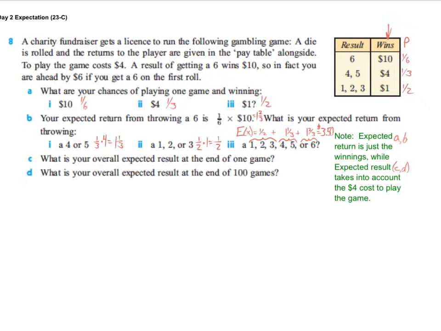We haven't taken the cost to play into account yet. So now take a look at C and D. The expected result takes into account the $4 that you just had to pay. Should be negative 3.5. Okay, good. So part C here, if we're making $3.50 on average, but we have to pay $4 every time we play, you're going to lose 50 cents every time you play on average.